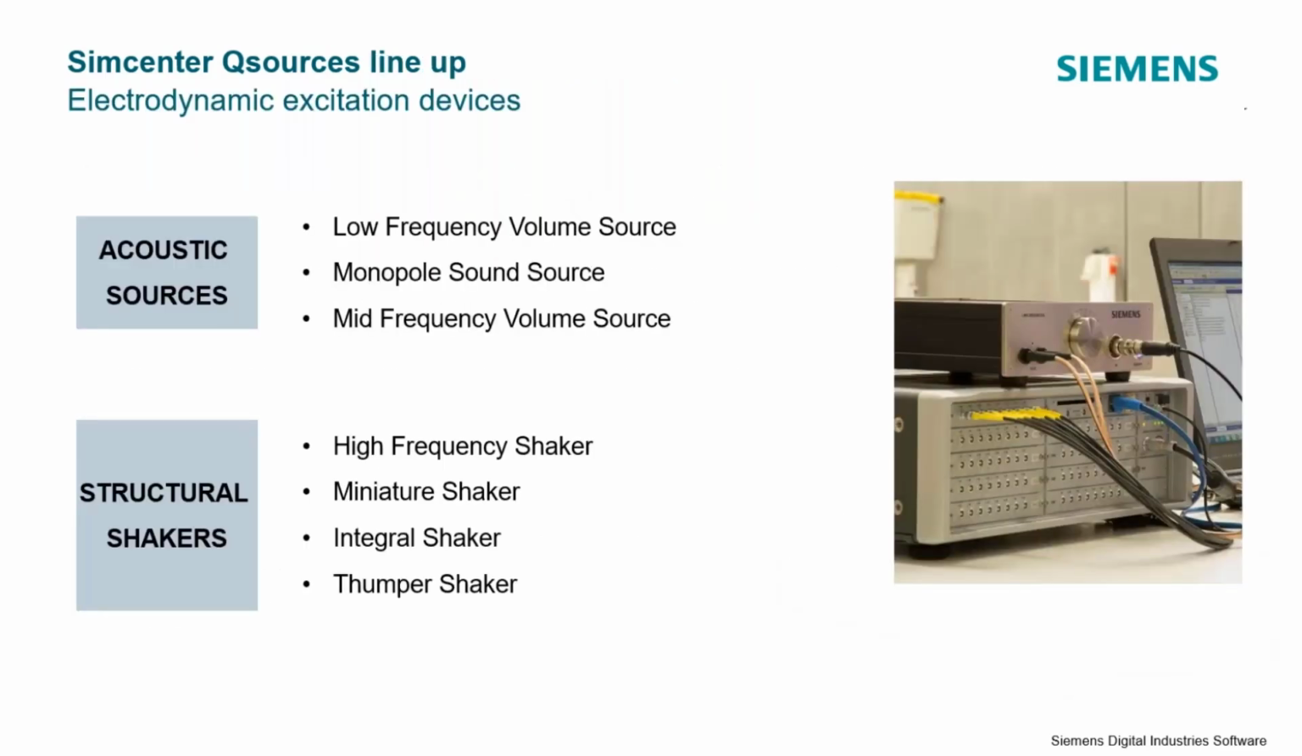This is just a brief overview of the two sides of this family, acoustic and structural. You see we have 3 different acoustic sources and 4 different structural shakers we'll be talking about. We'll cover each one of these briefly in the coming slides, so I won't spend too much time. But just so you know, there's a total of 7 Q sources in our portfolio.